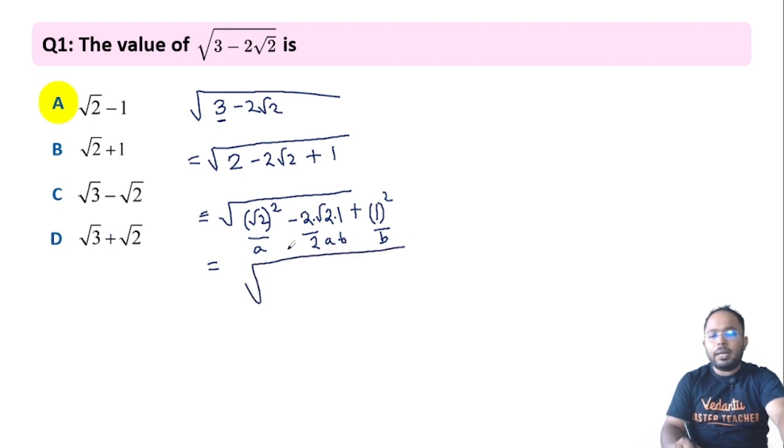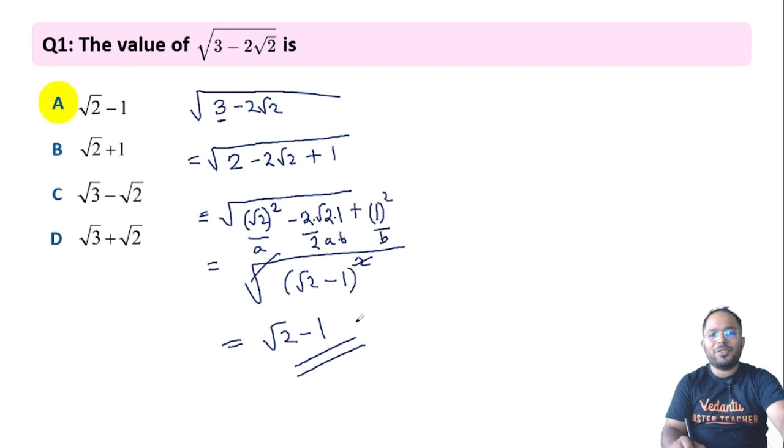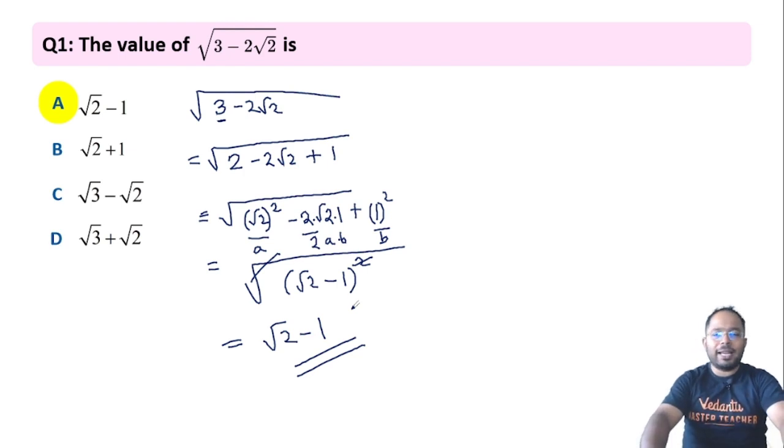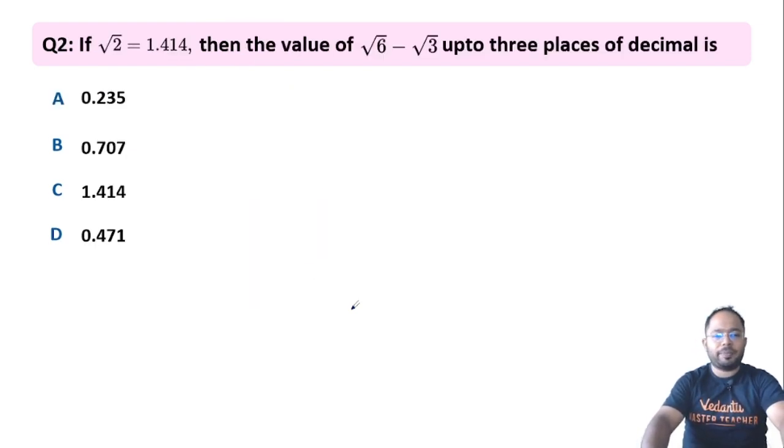So it becomes what? Very simple now. A square minus 2AB plus B square, that becomes A minus B whole square. And A is root 2, minus B, that is 1, whole square. Now this whole square gets cancelled with this root, as you all know. The square root means power 1 by 2, so that gets cancelled. So what we get as answer is root 2 minus 1. So very well done if you have been able to solve it. Very nice. Very good. Let's move and have another question on our screen.